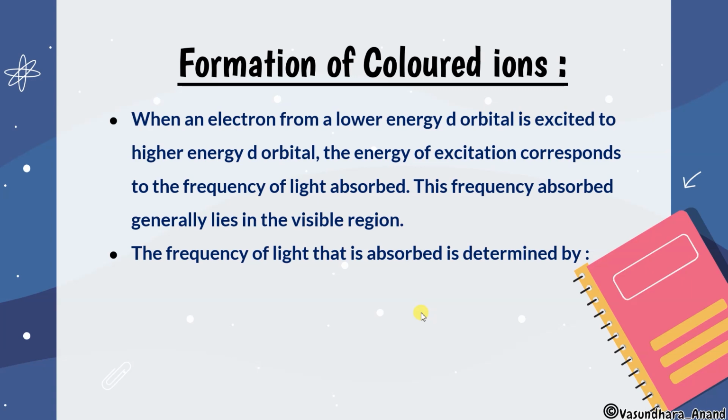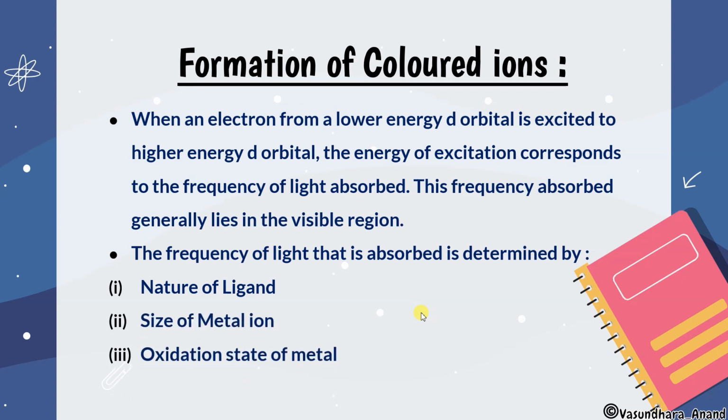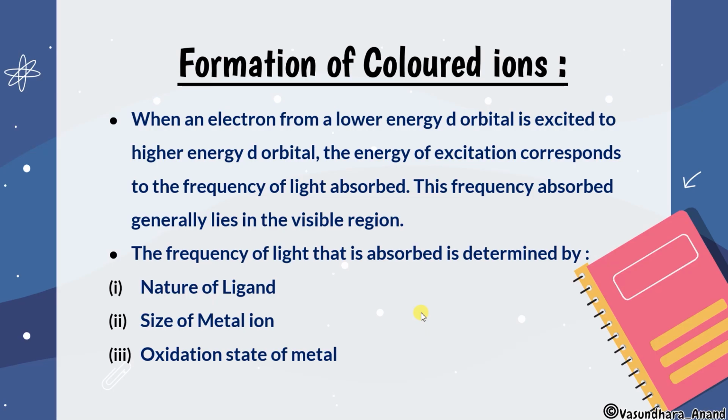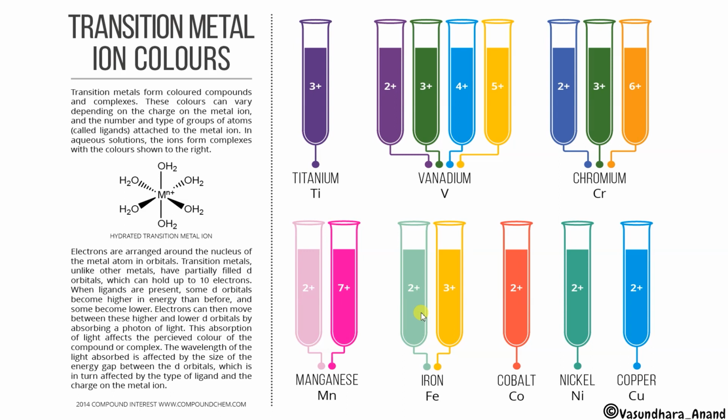The frequency of light that is absorbed is determined by the nature of the ligand, the size of the metal ion, and the oxidation state of the metal. These are the three factors by which we can decide what type of frequency is going to be absorbed. So now, how the transition metal ions show color and what color they will have.